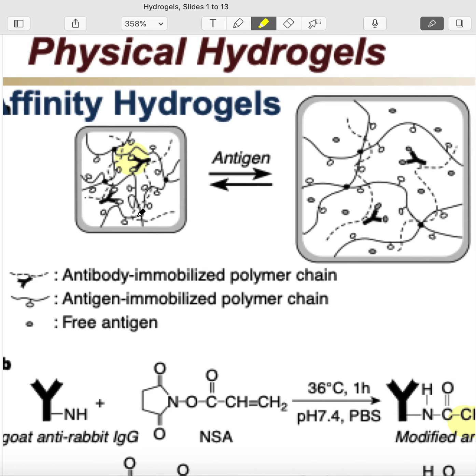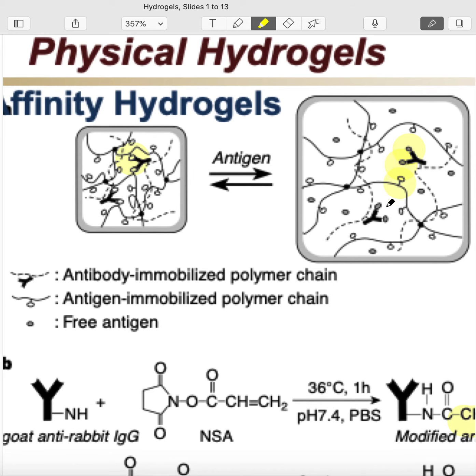Whenever that hydrogel is exposed to soluble antigen, let's say from the patient's physiological fluids, then that soluble antigen would displace or would compete with the polymerized antigen to be able to bind it. And in doing so, it would basically release the polymerized antigen, thereby increasing the porosity of the hydrogel and enabling the hydrogel to swell, which, as we mentioned in the previous example, would enable the hydrogel to release its cargo if we had encapsulated a therapeutic cargo within.